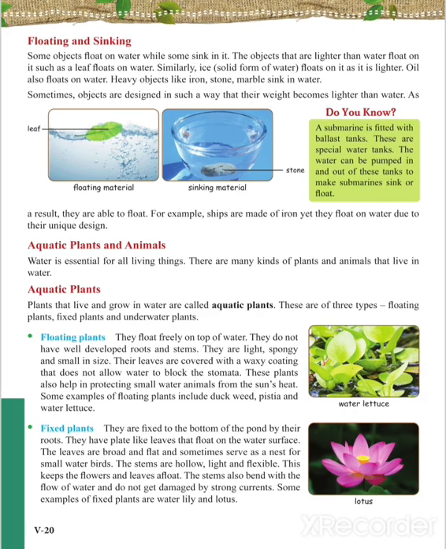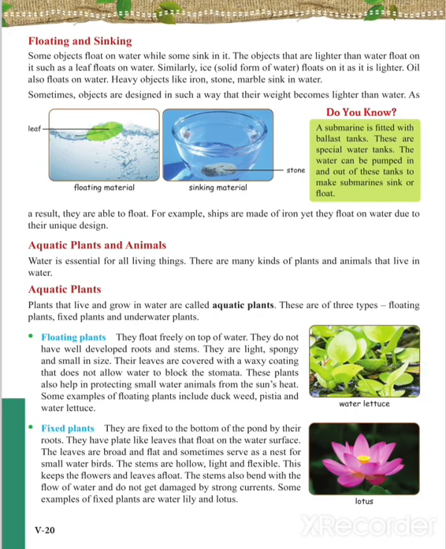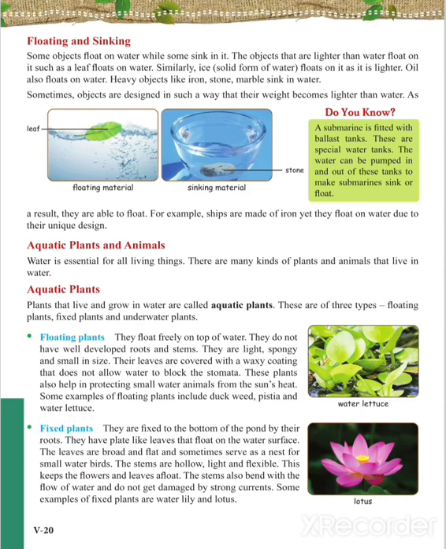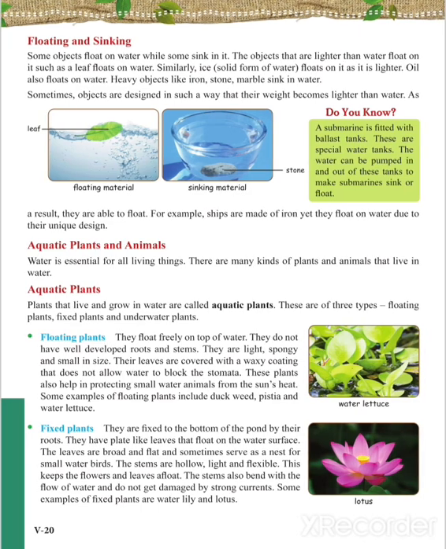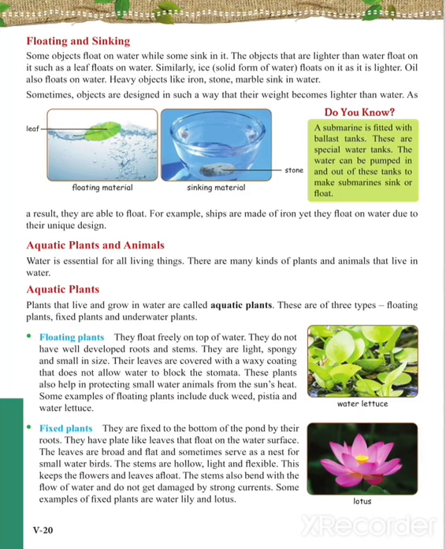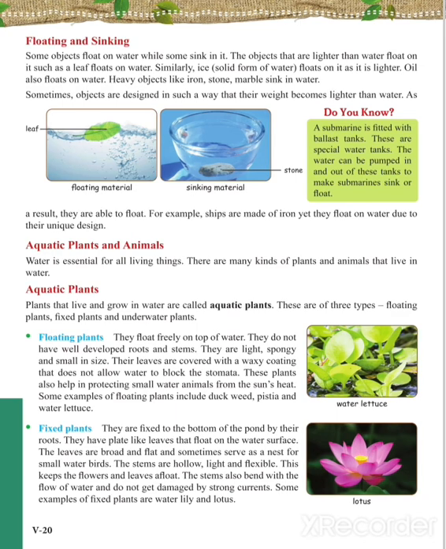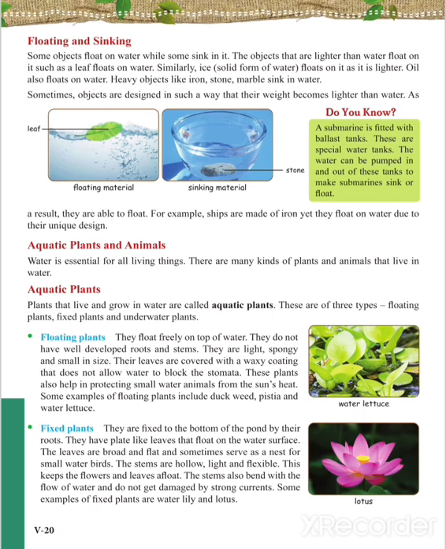These leaves are broad, which sometimes acts as a nest for small birds. Due to the hollowness and the flexibility of the stem, these stems bend due to the flow of the water but do not get damaged. Examples of these are water lily and lotus.